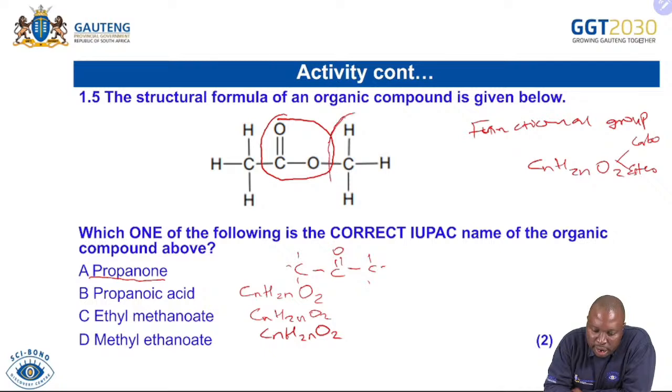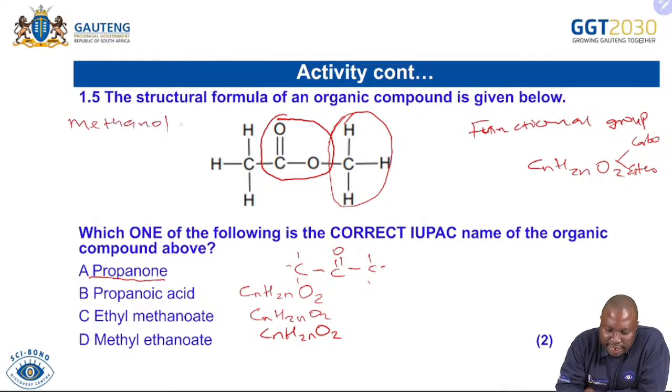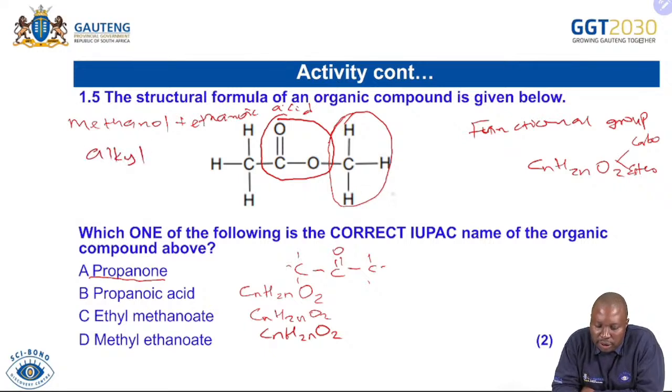You can see that this will have been our alcohol, which was methanol. Remember, to form an ester, you have an alcohol, in this case methanol, plus a carboxylic acid, in this case with 2 carbons, which is ethanoic acid. So you are having ethanoic acid and methanol. The alcohol becomes the alkyl group. So this was an alcohol, so this will be methyl.